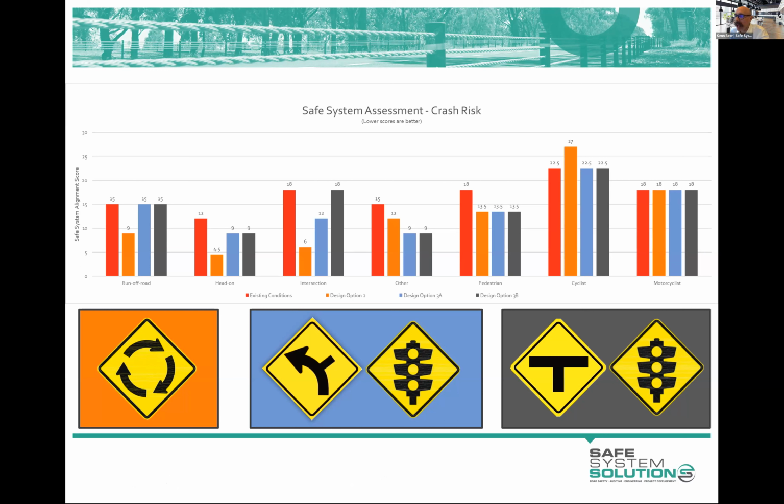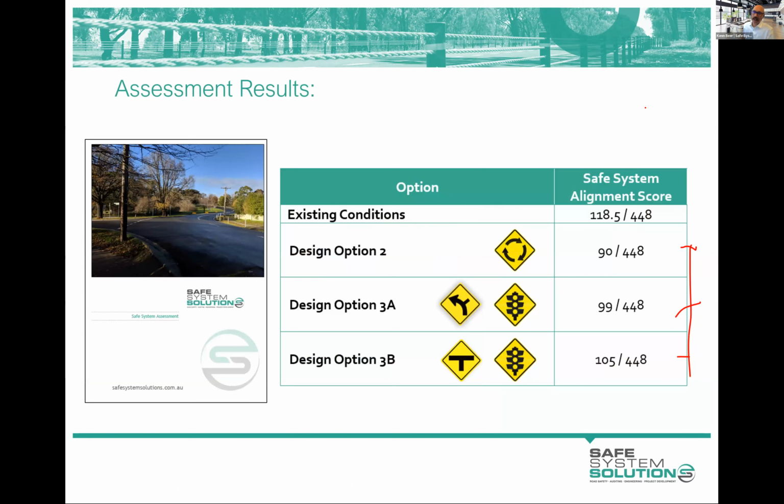So hopefully that makes a bit of sense to you. The next thing we're going to do, though, is say, all right, every one of those designs has the potential to improve our alignment with safe system principles, but there's more that could be done on all of them. We could get lower scores on all of them. So let's make some recommendations for each of those options on how they could do better.